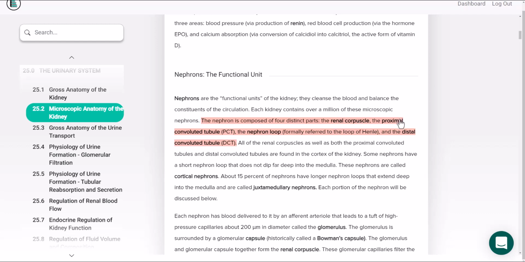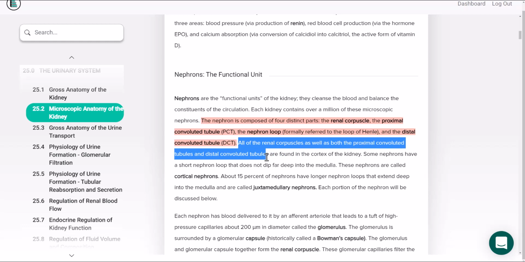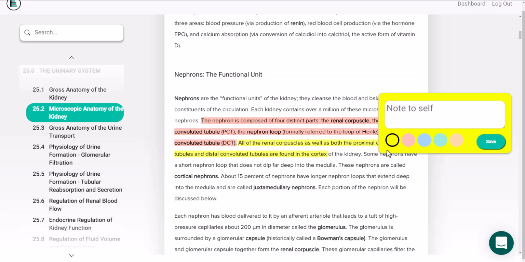First, there's the proximal convoluted tubule, the PCT, followed by the nephron loop. You'll also hear it referred to as the loop of Henle, or the nephron loop. And then finally, there's the distal convoluted tubule, the DCT. All of the renal corpuscle, all of the proximal tubule, and all of the distal tubules are found in the cortex.